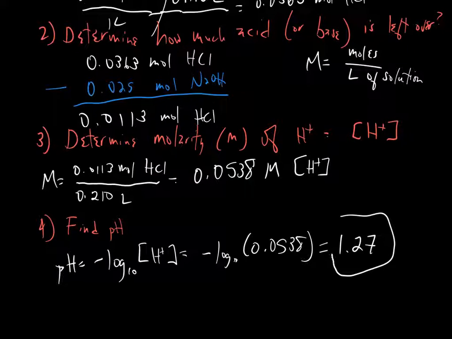And it should make sense that it needs to be less than 7, because we know it's still acidic because of the fact that we had extra acid left over. If you got something that was like 10, then you know that you probably used something wrong.